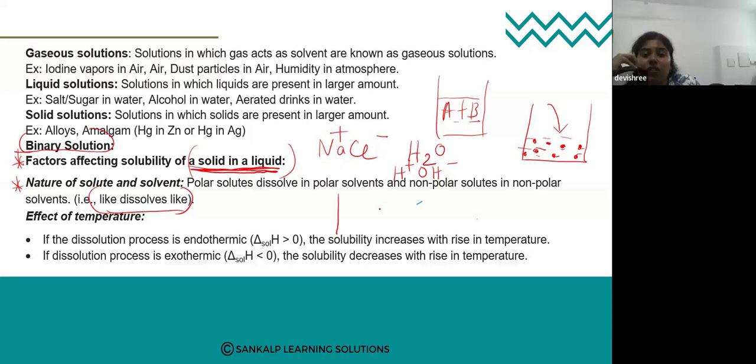So whenever you dissolve uppu, that is NaCl, in water, it is able to dissolve. Why? Because both are polar, plus with minus. Same way, when you talk about non-polar solvents, they don't split into ions. For example, glucose, C6H12O6, it is added to maybe benzene.